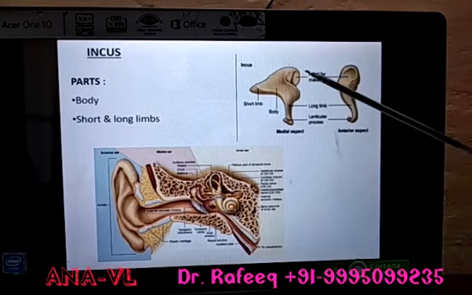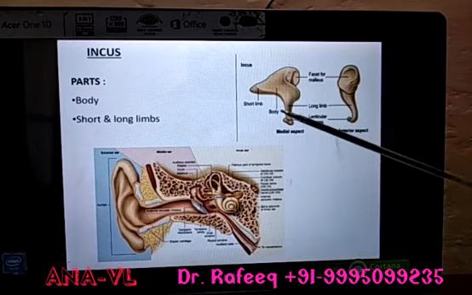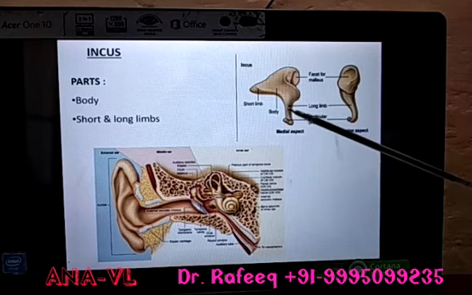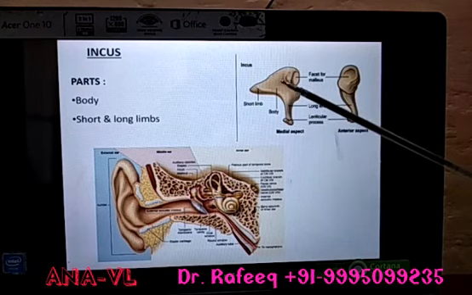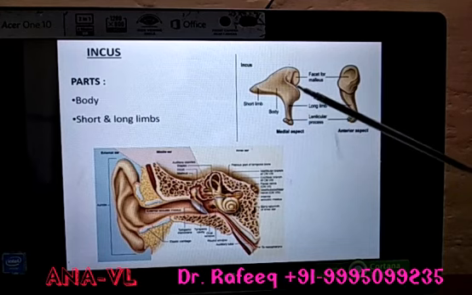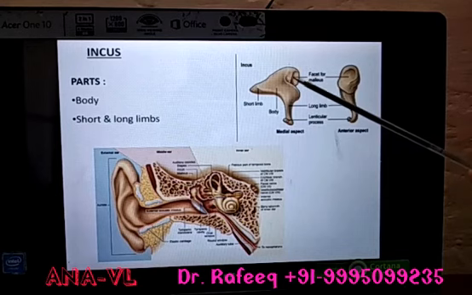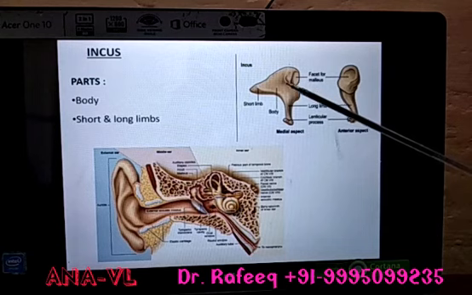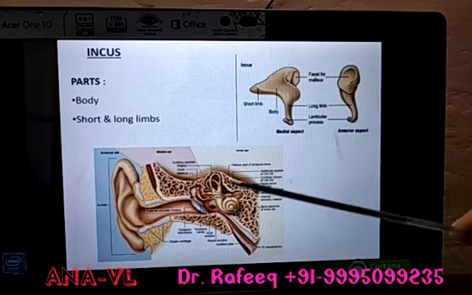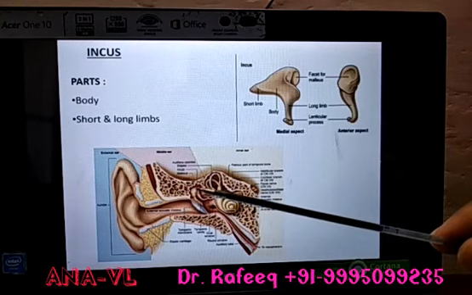And what are the parts of the incus? The incus shows a body, a short limb and a long limb. So body, short limb and long limb. These are the parts of the incus. First let us explain in detail about the body of the incus. The body of the incus is articular. That means it forms a joint. The body of the incus is forming a joint with the head of the malleus.